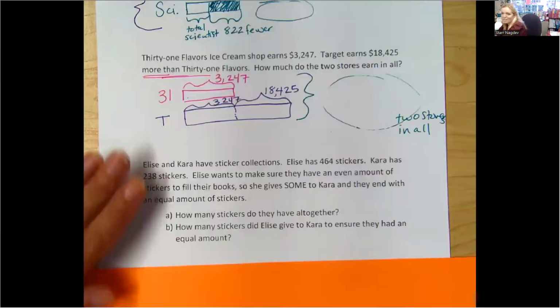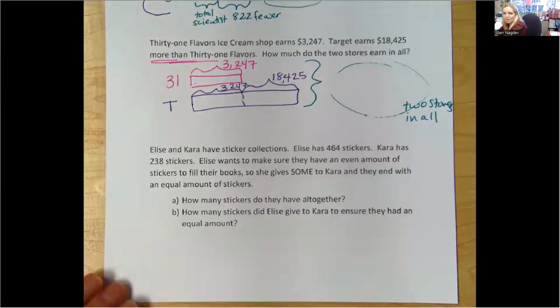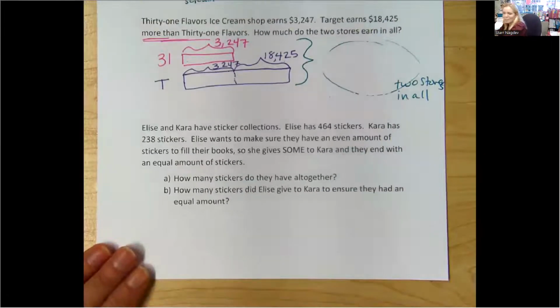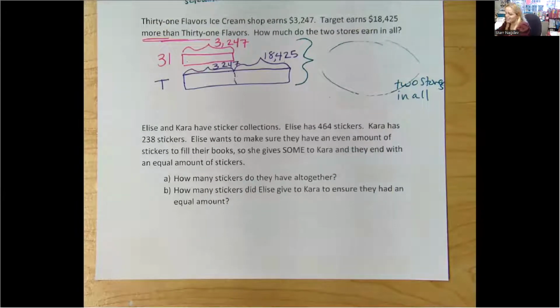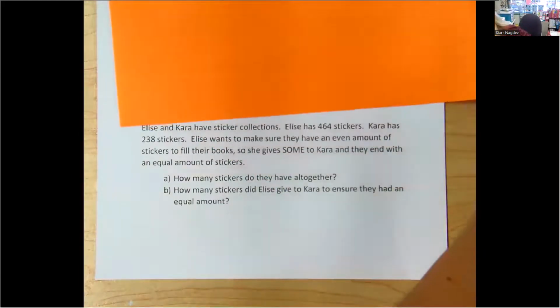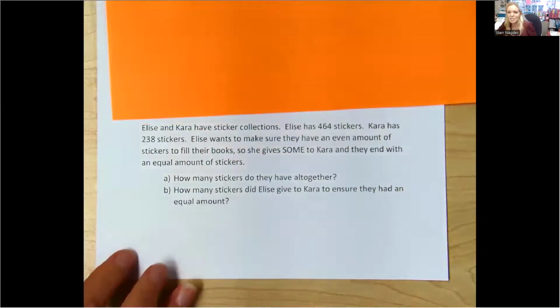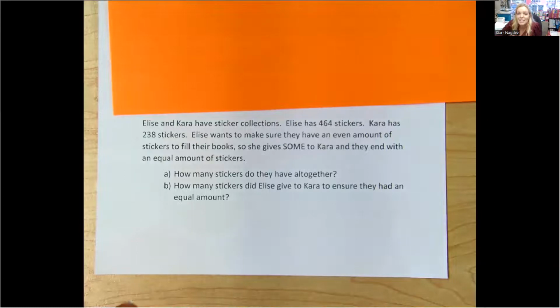Okay, last question. These are the challenging ones, right? When they leave us with some. So Elise and Kara have sticker collections. Elise has 464 stickers. Kara has 238 stickers. Elise wants to make sure they have an even amount of stickers to fill their books. So she gives some of her stickers to Kara, and at the end, they have an equal amount.